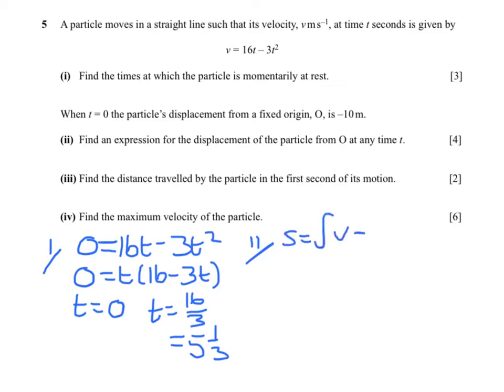Part 2, find an expression for the displacement. Displacement is the integral of velocity. If I integrate 16t, I get 8t squared. Minus 3t squared becomes minus t cubed, and I have plus c.